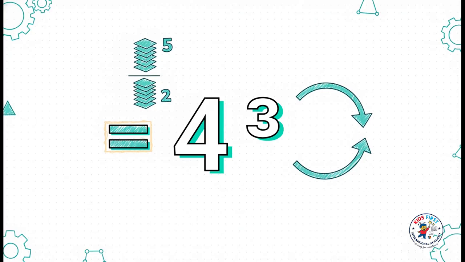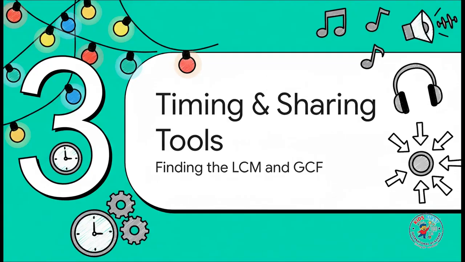For instance, 4 to the power of 5 divided by 4 squared. The base is 4 in both, so we just do 5 minus 2, which is 3. The answer is 4 to the power of 3. So, the main point here is that these rules simplify everything, and they let you handle massive numbers without breaking a sweat. Okay, so we figured out how to tame huge numbers.